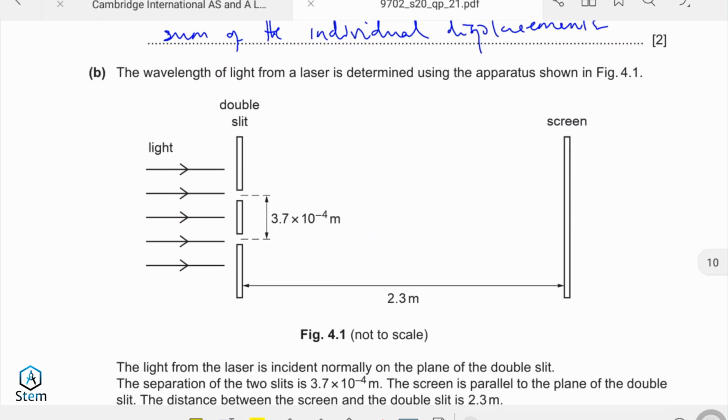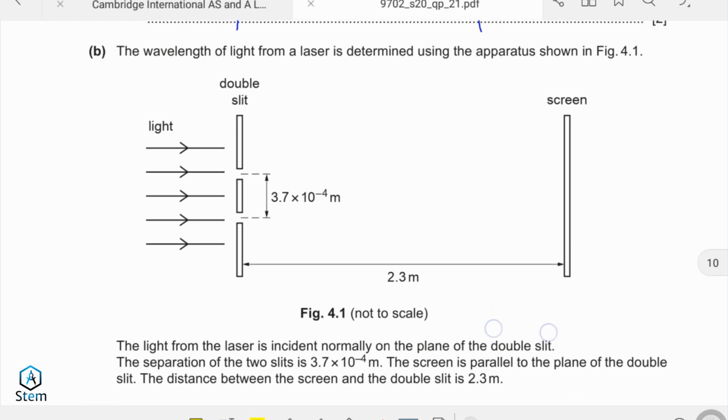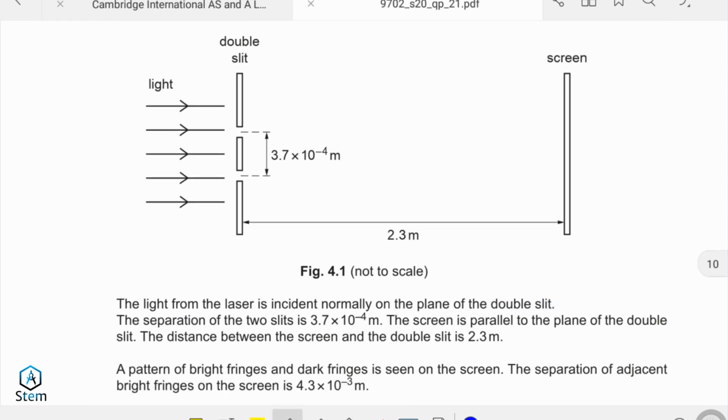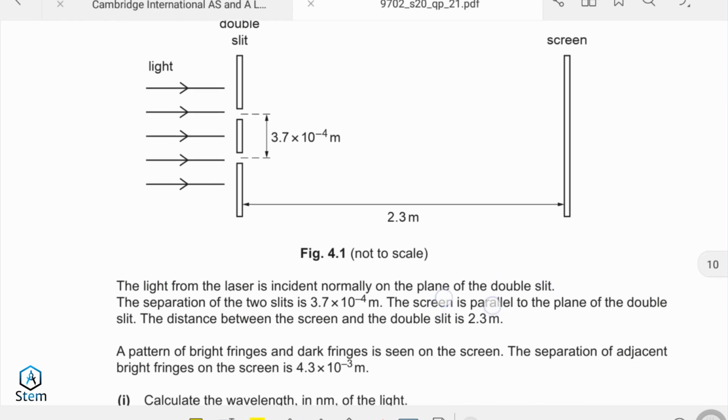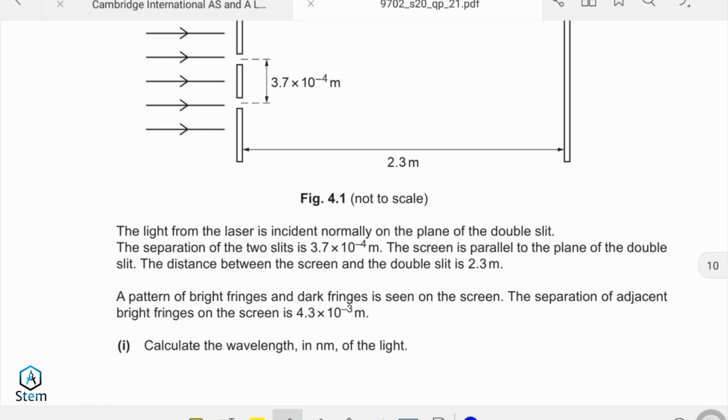This is Young's double slit experiment. The data is shown in the diagram, and the fringe separation is shown there. There's nothing really tricky about this one. They try to really give it to us, so we can say a is equal to 3.7 times 10 to the power minus 4 meters. a is our slit separation.